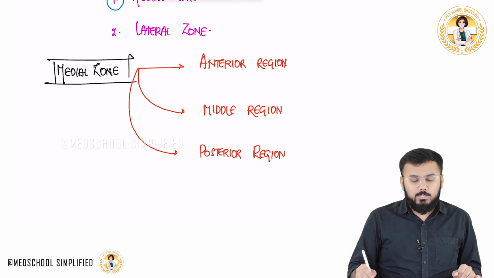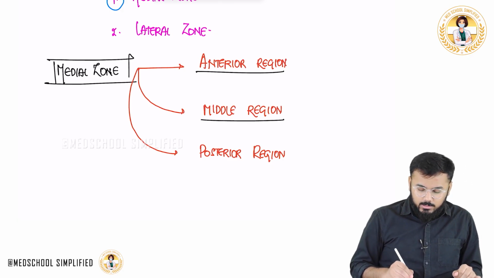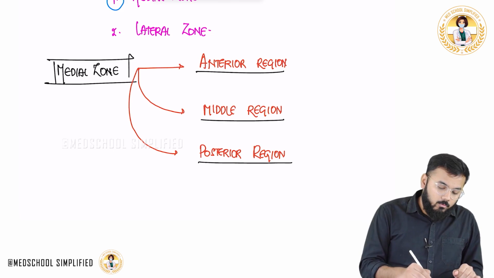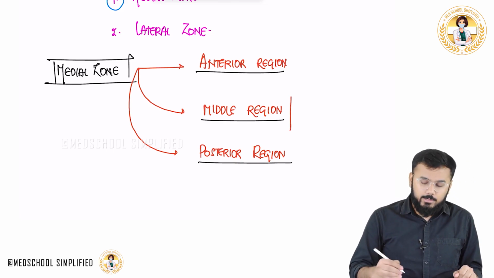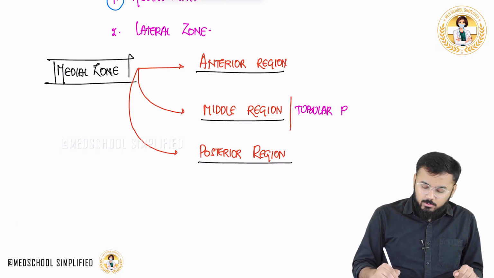Posterior region. What are the three regions? One you have is the anterior region, second you have is the middle region, and third is called as a posterior region. Now what is the other name for middle region? Middle region is also called as tubular region.